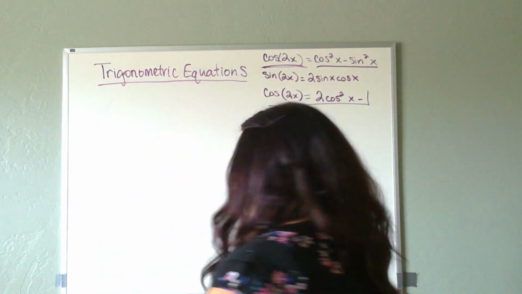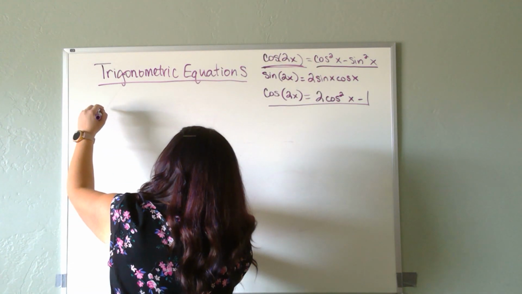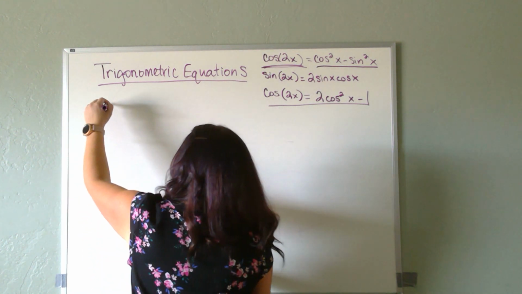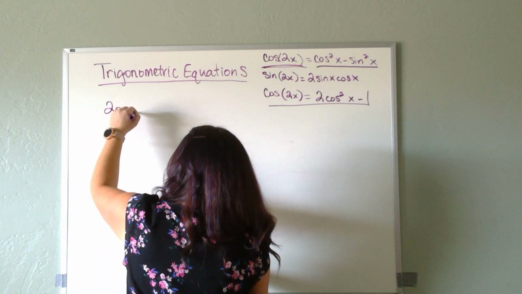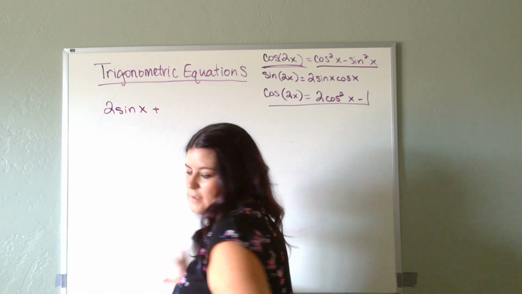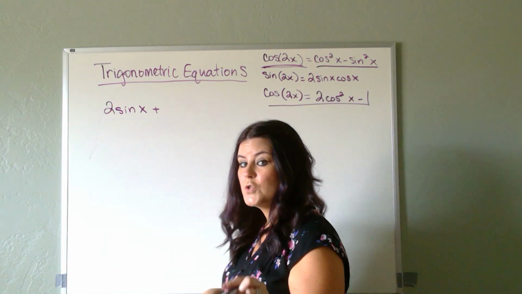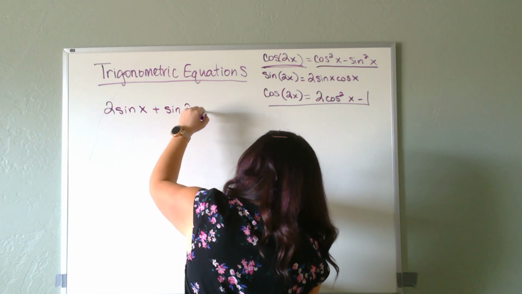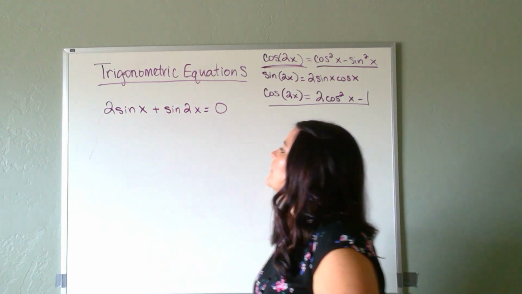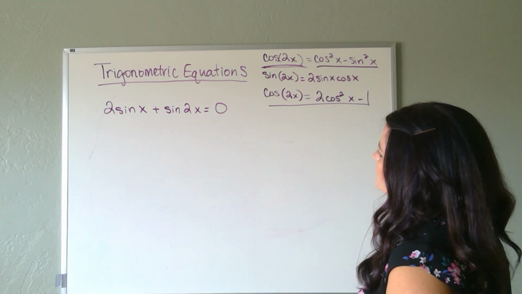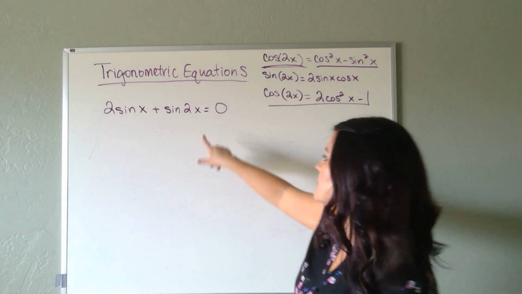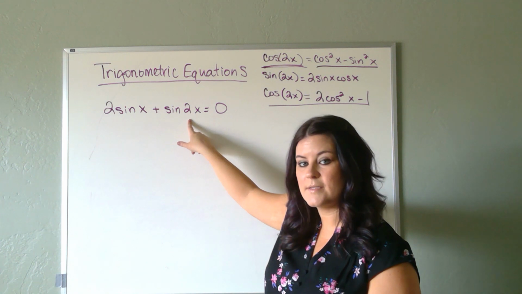All right, so this is the last one. Okay, so I've got 2 sine x plus the sine of 2x, so don't get those mixed up, equals 0. Okay, so I see the 2x again. You guys, this time it's the sine of 2x.